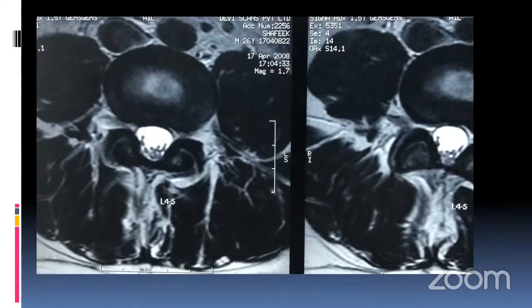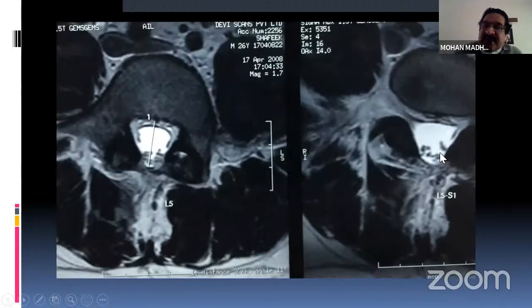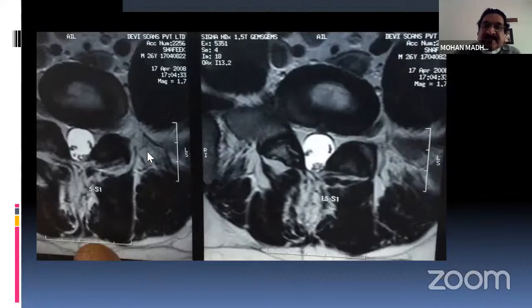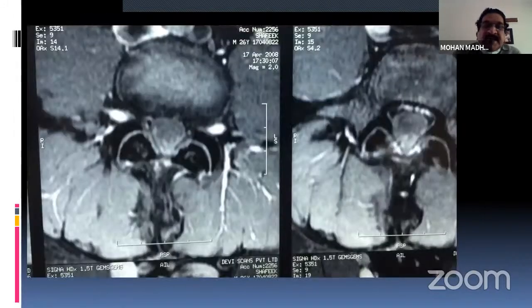Is it tethered cord, sir? Exactly. So you can see the canal, it was operated earlier. These roots are all going posteriorly and attached to the dura there. See, these are all the roots attached to the dura. You can again find the enhancement in the roots attached to the posterior part.